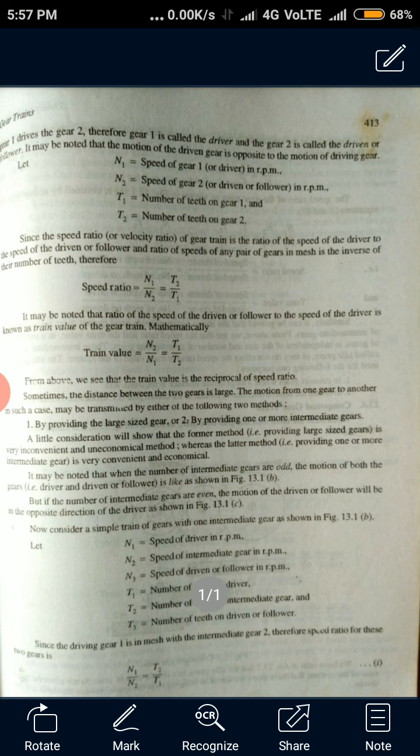So we'll take case 1 here. In the first case, gear 1 meshes with gear 2, that is, gear 1 meshes with the intermediate gear 2. So in that case, what do you write? Gear 1 is the driver, gear 2 is the follower. So n1 by n2 equal to t2 by t1. Next we'll go for what? The meshing of gear 2 and gear 3. We'll see that.